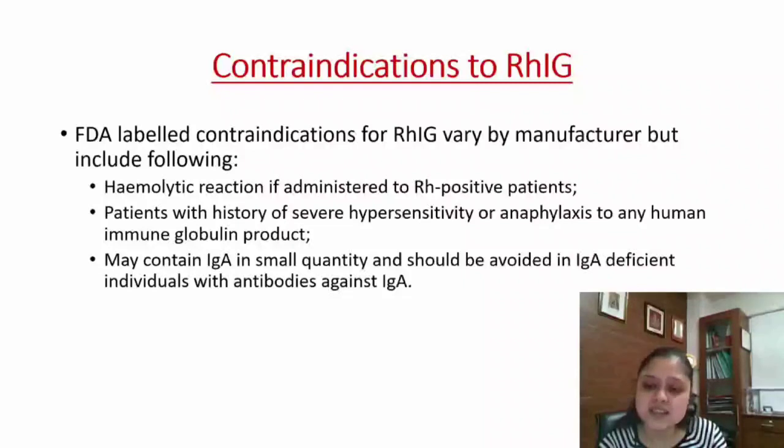Then certain manufactured products may contain a small amount of IgA, and therefore in IgA deficient individuals who have antibodies against IgA, it should be strictly avoided.